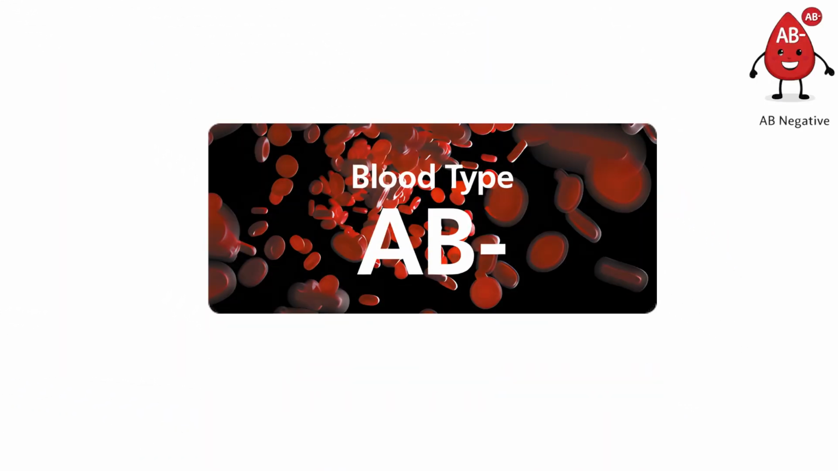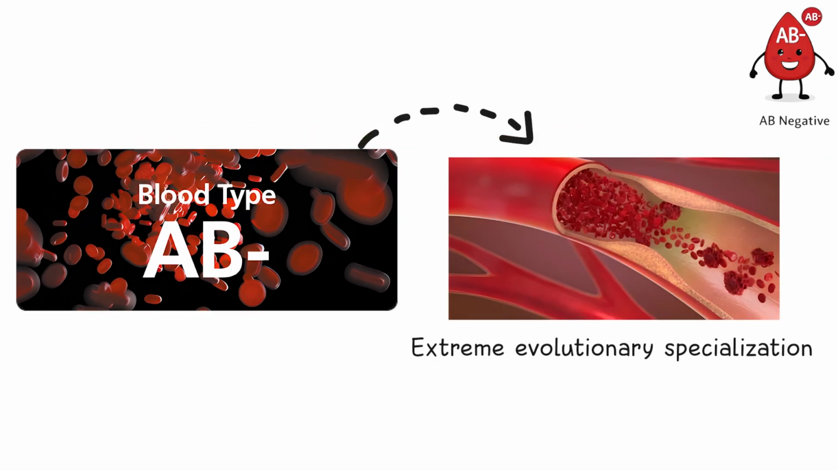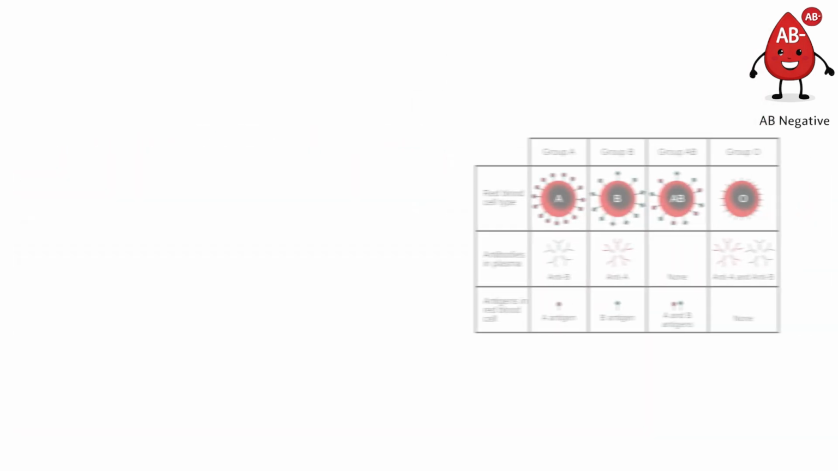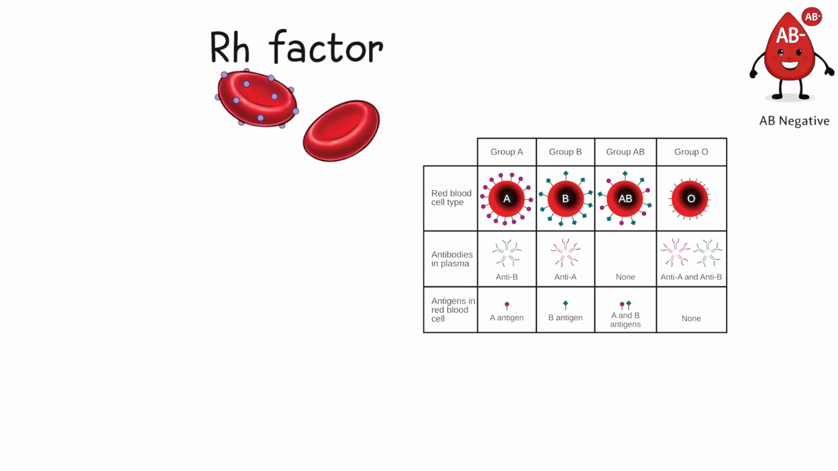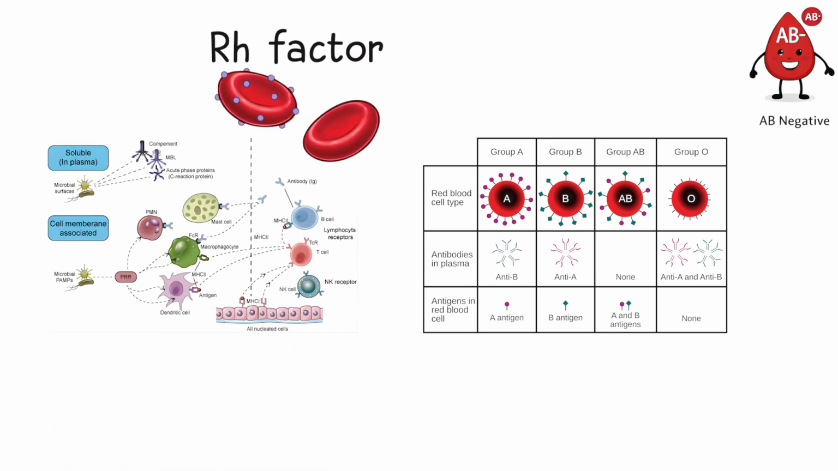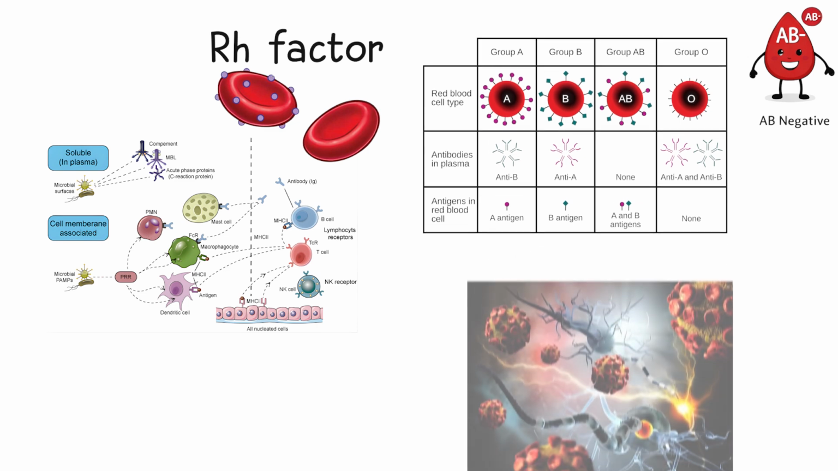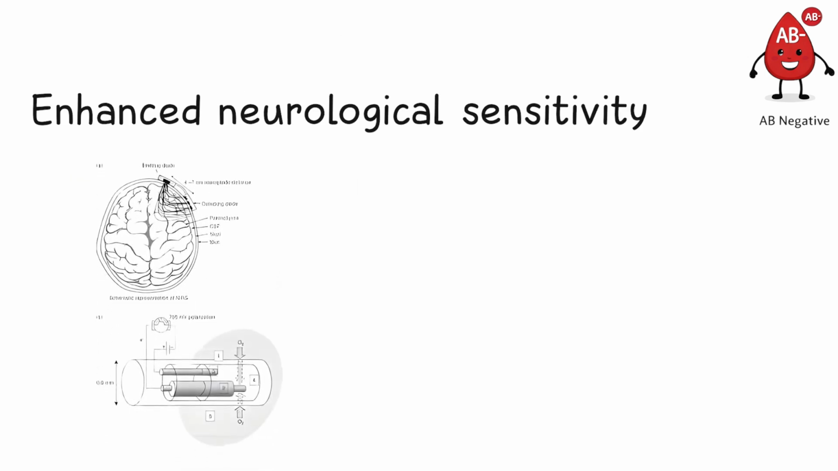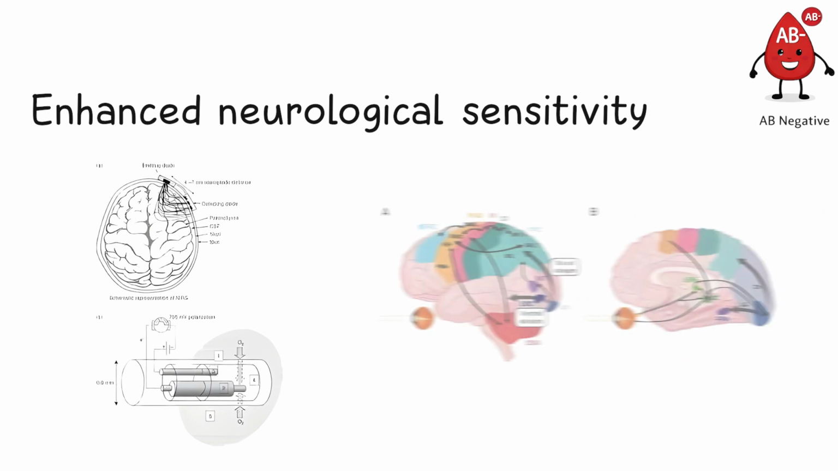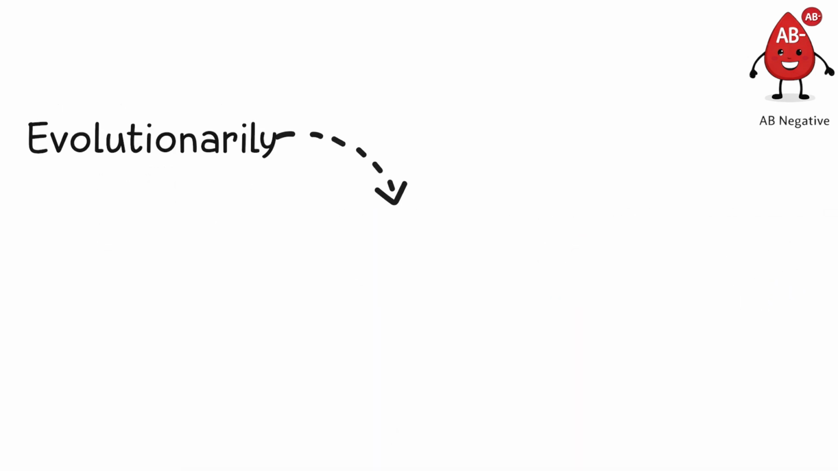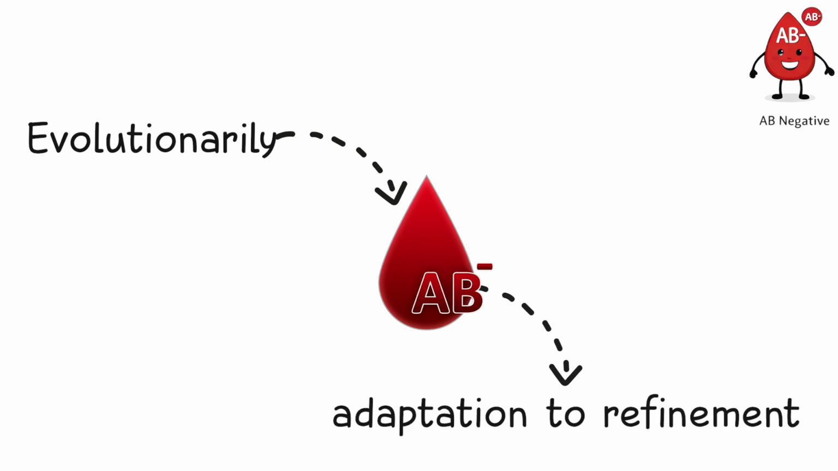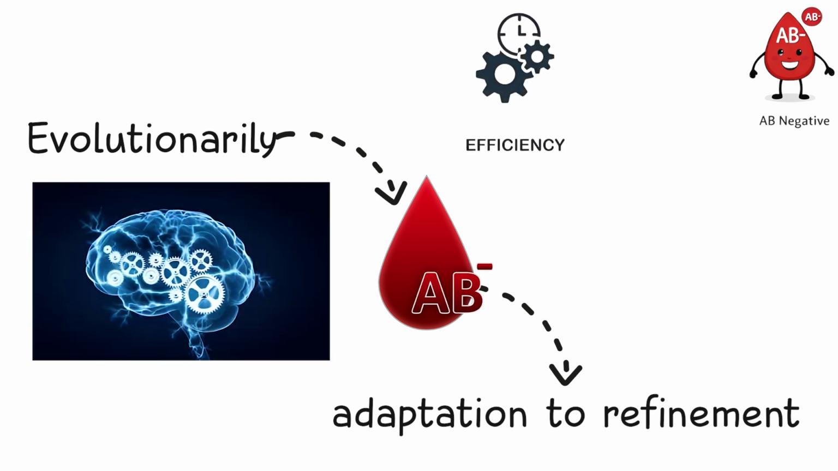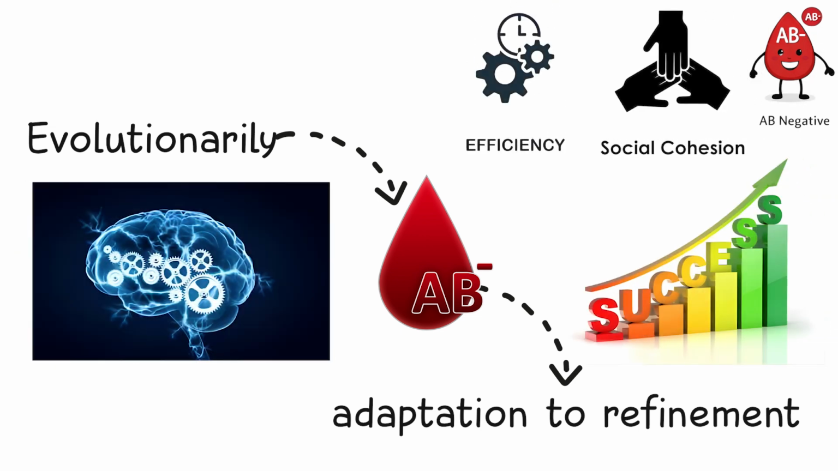Type AB negative is the rarest blood type and represents extreme evolutionary specialization. With both A and B antigens but no Rh factor, immune recognition occurs without excessive activation. This balance likely reduced autoimmune risk and supported longevity in stable environments. Enhanced neurological sensitivity and cerebral oxygenation may have supported heightened awareness and cognitive integration. Evolutionarily, AB negative reflects adaptation to refinement rather than survival chaos, thriving where intelligence, efficiency, and social cohesion determine success.